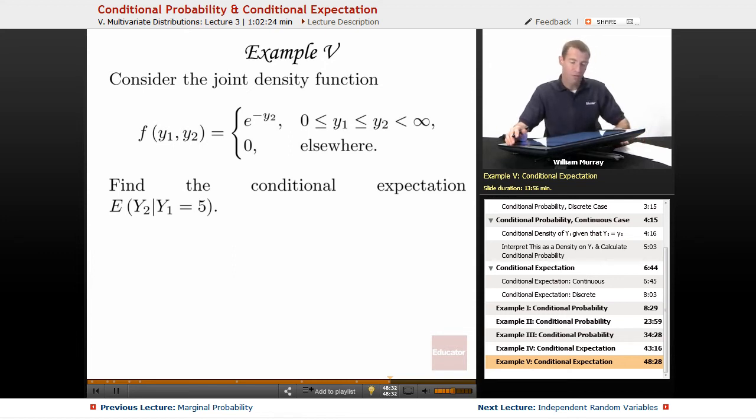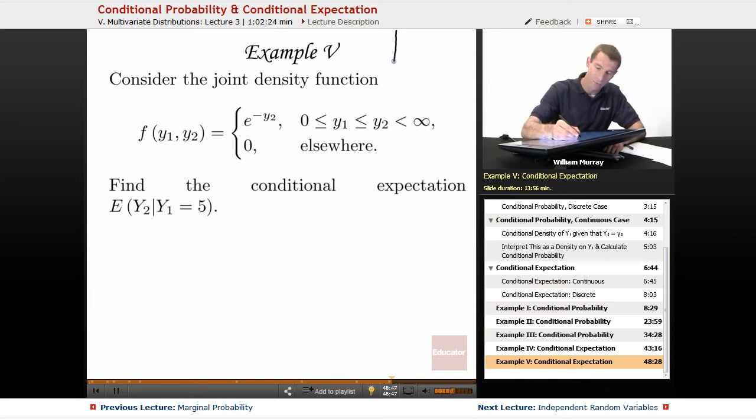In example 5, we're given the joint density function f of y1, y2 is e to the negative y2, and we're given that on a particular region. I think I better start by graphing that region, because otherwise there will be some confusion. So there's y1 on my horizontal axis always. There's y2.